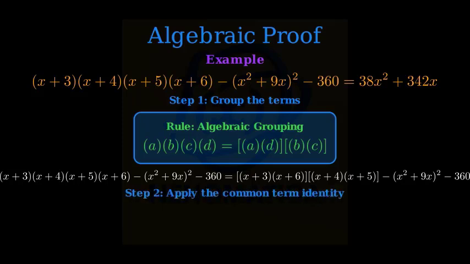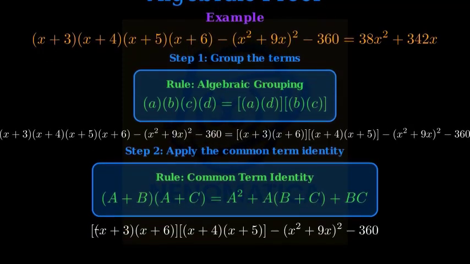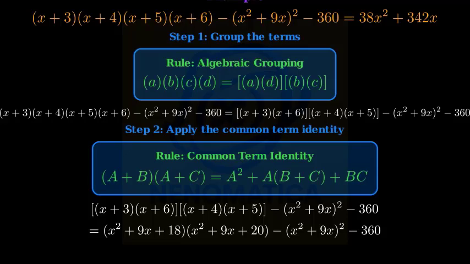This identity states that (a+b)(a+c) equals a squared plus a times (b+c) plus b times c. Using this identity, we can expand our group terms. For the first group, (x+3)(x+6), we have a equals x, b equals 3, and c equals 6. This gives us x squared plus x times (3+6) plus 3 times 6, which simplifies to x squared + 9x + 18.